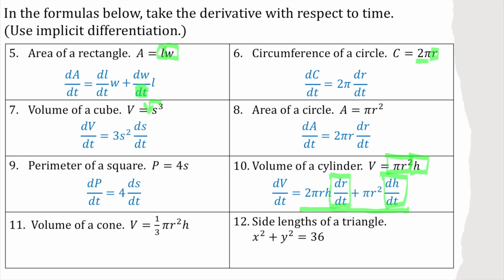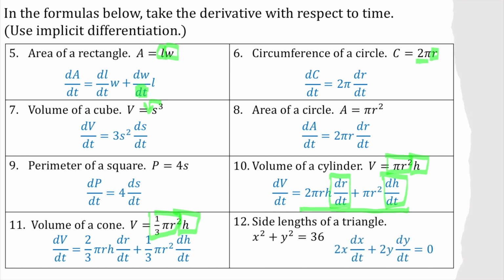Volume of a cone. Oh, we've got product rule again. dV/dt equals 2/3 pi r h dr/dt plus 1/3 pi r squared dh/dt. Whew. And side lengths of a triangle. This is an important one, actually. So that would be 2x dx/dt plus 2y dy/dt equals 0.